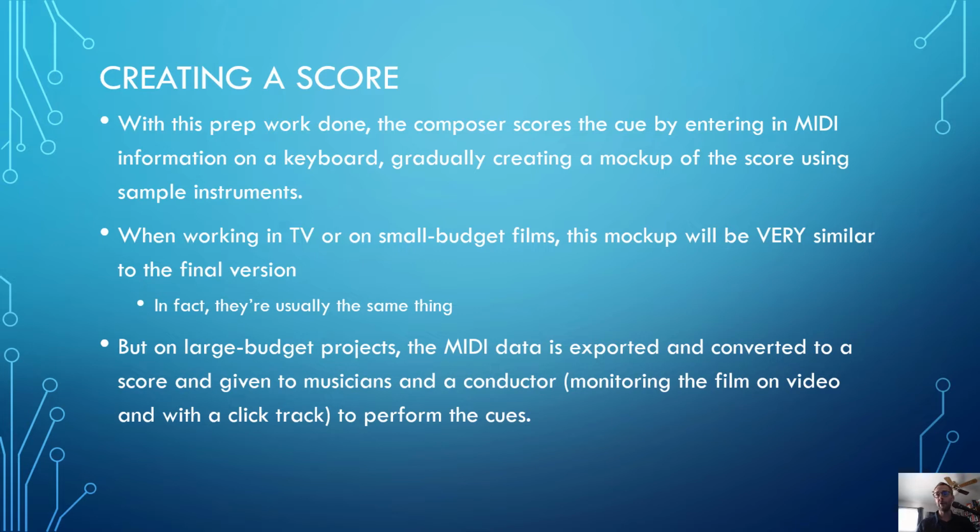But for large budget pictures, the MIDI data for each cue is going to be exported and converted in a score editor to music notation and given to the musicians and a conductor to record. In this case, the conductor will be monitoring the film on video and listening to a click track that syncs up to the metronome for all of the cues in headphones. He'll be conducting everything while listening to that click track, and the musicians will be playing in sync, and all of that will get recorded and printed into the final film.